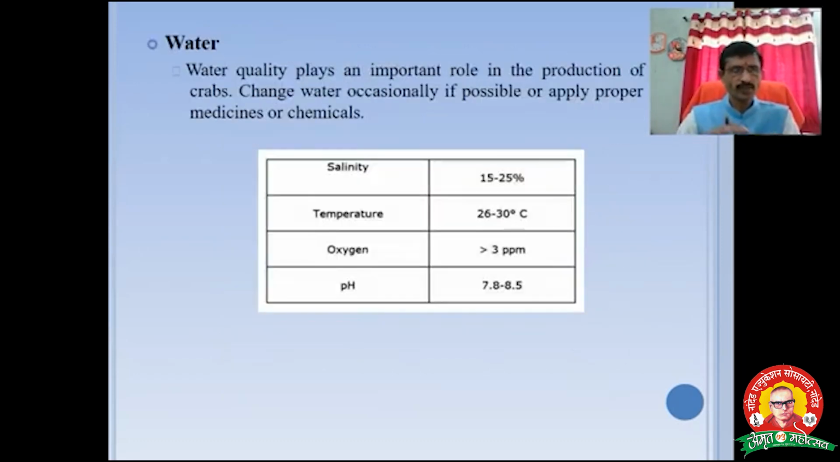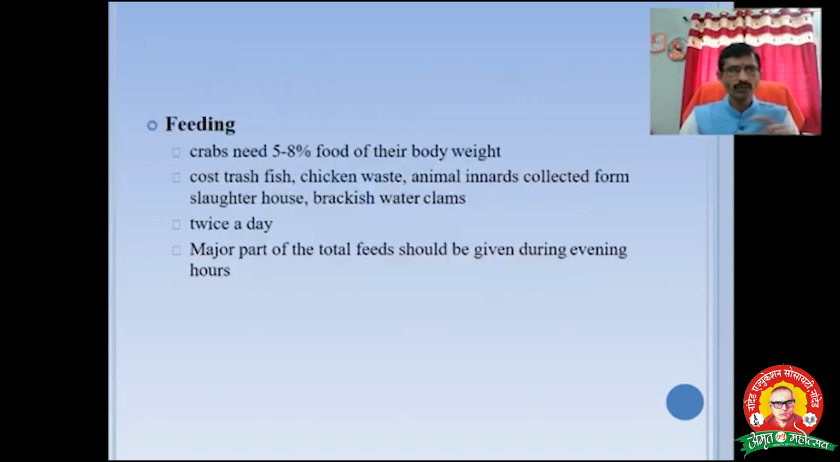Then next, when you culture crab, the important thing is the water. You must maintain the water for salinity, temperature, oxygen, and pH. Salinity 15 to 25 ppt, temperature 26 to 30 degrees centigrade, oxygen above 3 ppm, and pH, that is the hydrogen ion concentration, 7.8 to 8.5. Then about the feeding habit, crab needs 5 to 8% food of their body weight, twice a day.